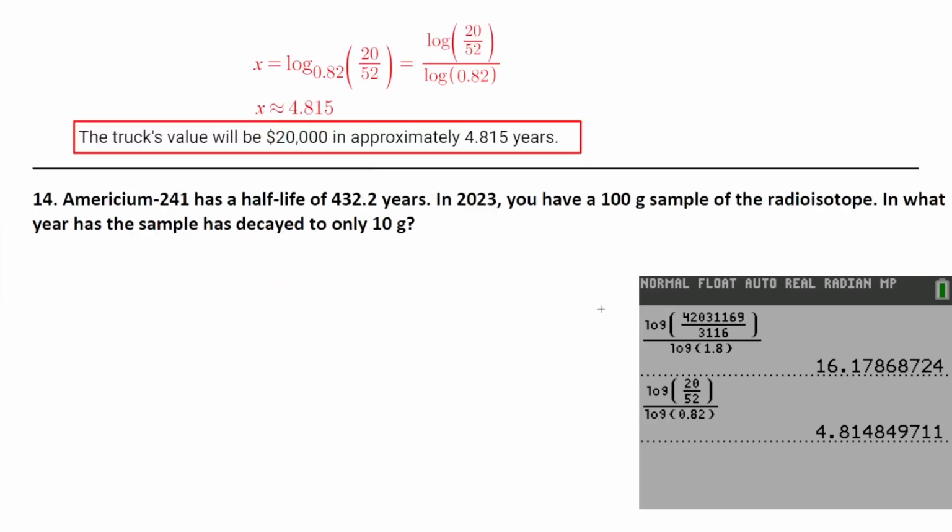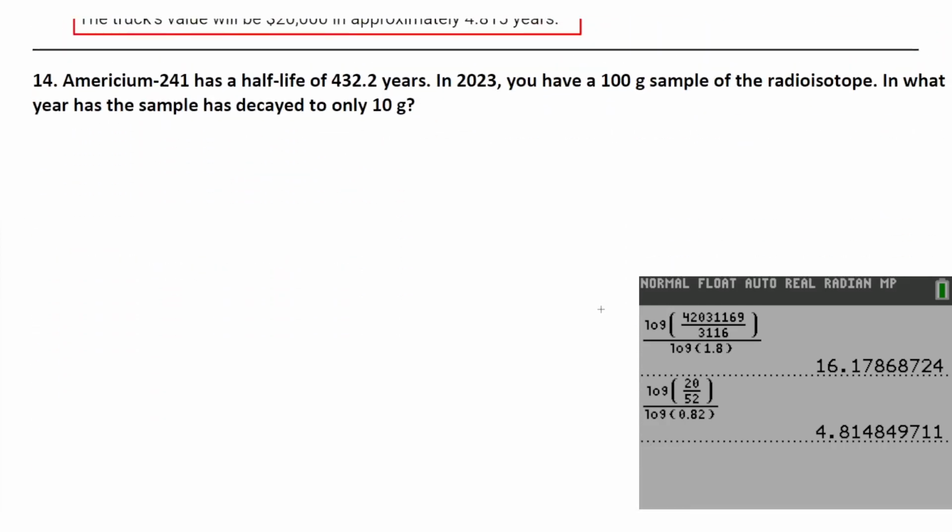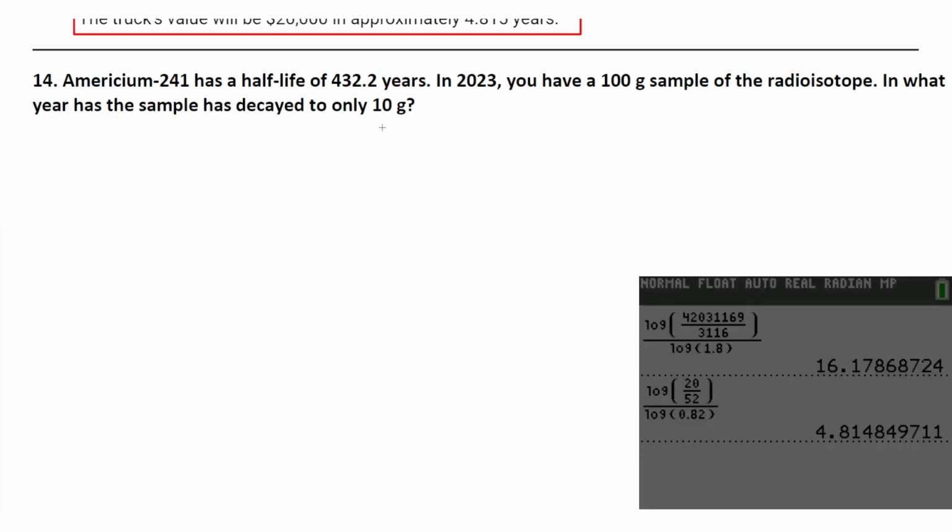We've got one last problem here, and then we're done with the review. Number 14 says Americium-241, I don't know how to pronounce that, has a half-life of 432.2 years. In 2023, you have a 100-gram sample of the radioisotope. In what year has the sample decayed to only 10 grams?